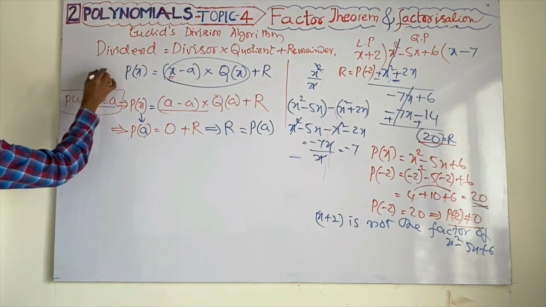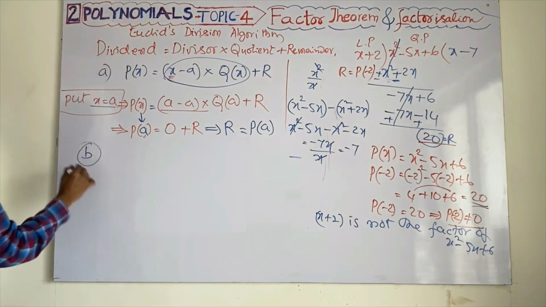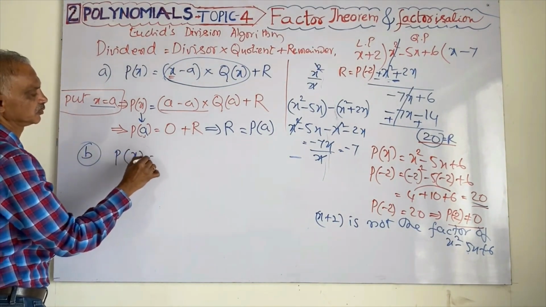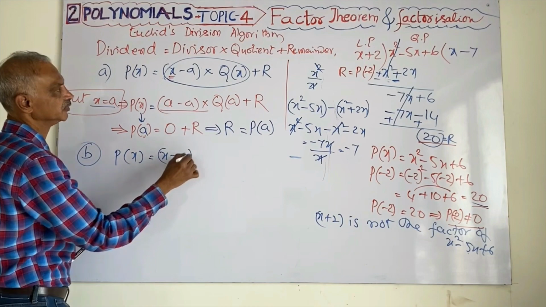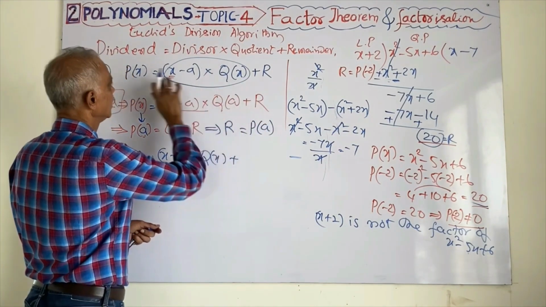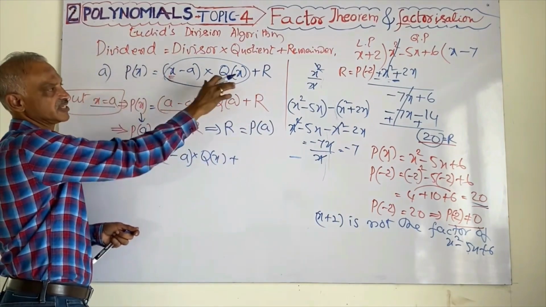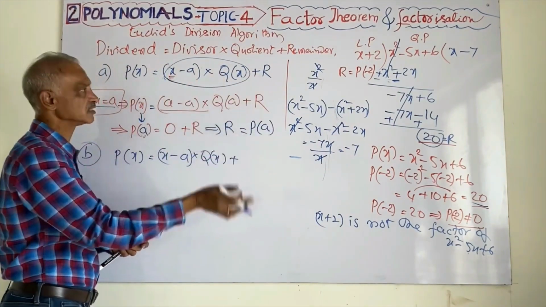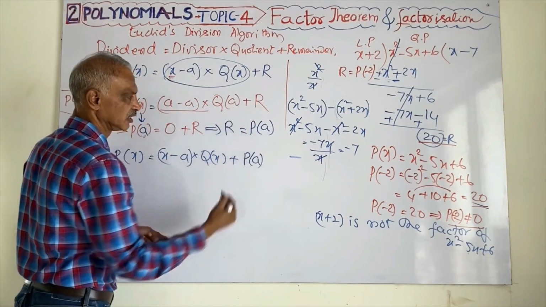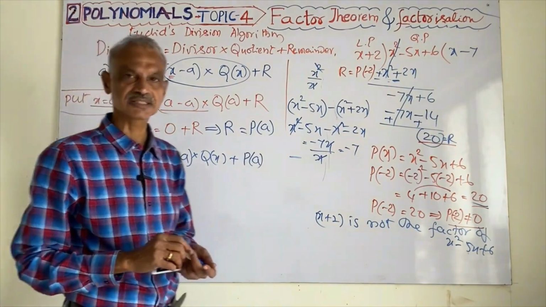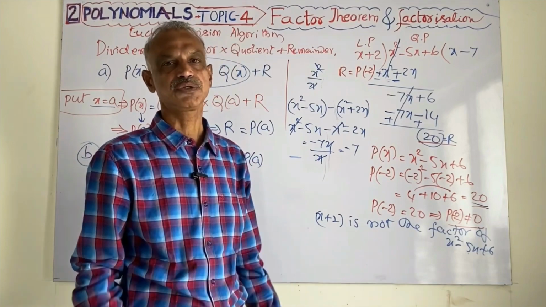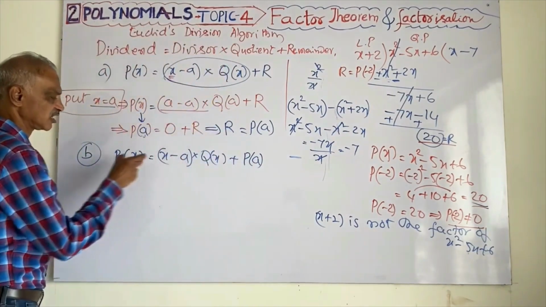This is A. And what is B? We have p of x is equal to x minus a into q of x plus the remainder. I am taking the same equation. What is the remainder you got when it is divided by x minus a? You got the remainder p of a. You write p of a. What is part B? If the remainder is equal to 0, then you can say x minus a is a factor of p of x.